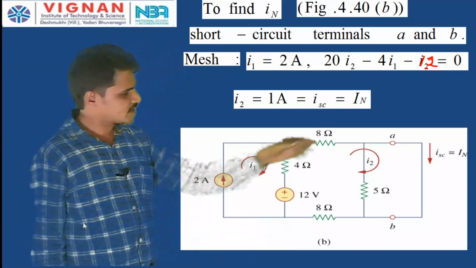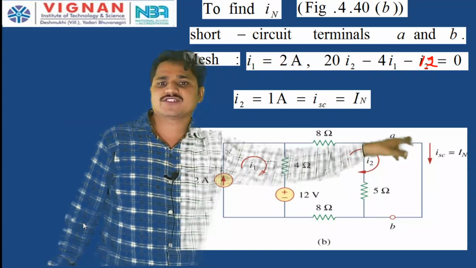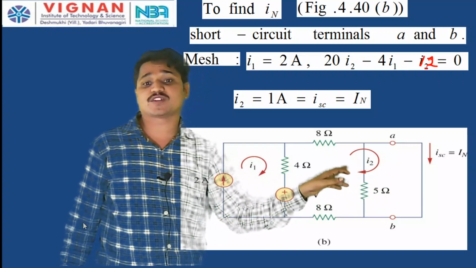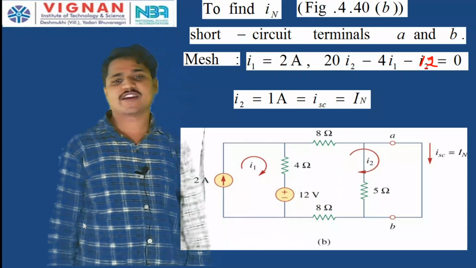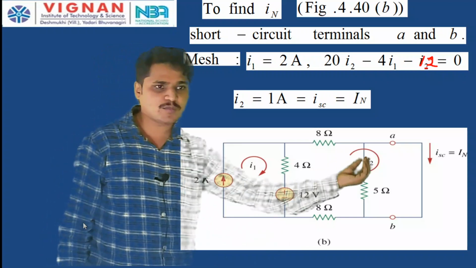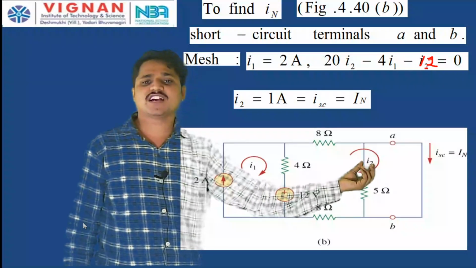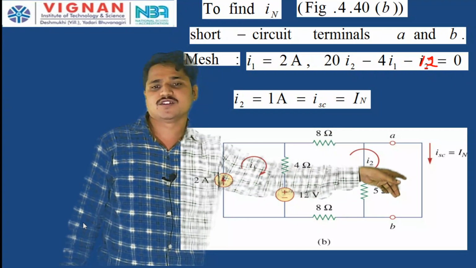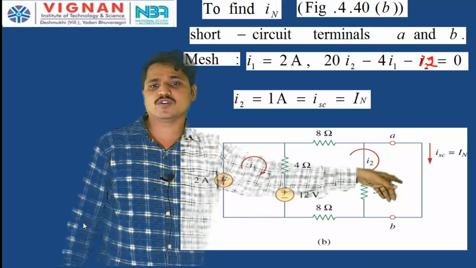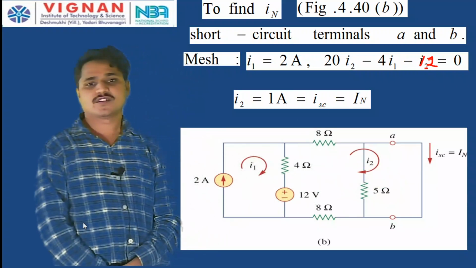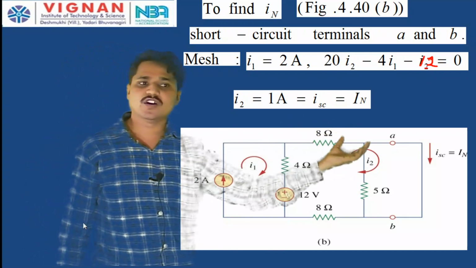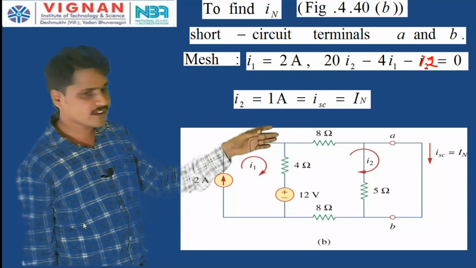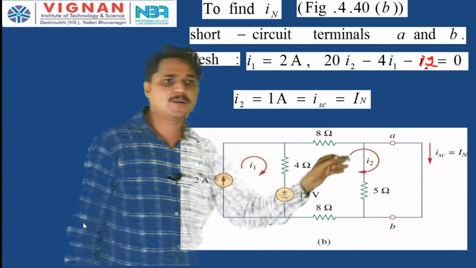But see here, once this A B is short circuited, what is the resistance across A B? The short circuit resistance is 0. So, 0 is in parallel with the 5 ohm resistance. So, 0 into 5 by 0 plus 5, that is 0. Therefore, this 5 ohm resistor is redundant. We should not consider this 5 ohm resistor because it is short circuited. The current always takes the low resistance path, so a high amount of current will flow through the short circuit instead of through this 5 ohm resistance. Therefore, this network consists of two meshes, mesh 1 and mesh 2.